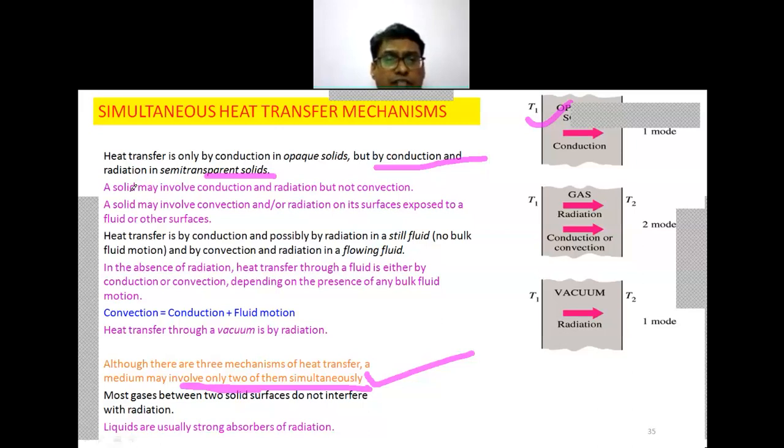A solid may involve convection and or radiation on its surface. Surface exposed to a fluid or other surfaces, then the heat transfer is by conduction and possibly by radiation in a still fluid. In the absence of radiation, the heat transfer through a fluid is either by conduction or by convection, depending on the presence of any bulk fluid motion. So generally only two phenomena are observed simultaneously. Most gases between two solid surfaces do not interfere with the radiation. Liquids are usually strong absorbers of radiation.